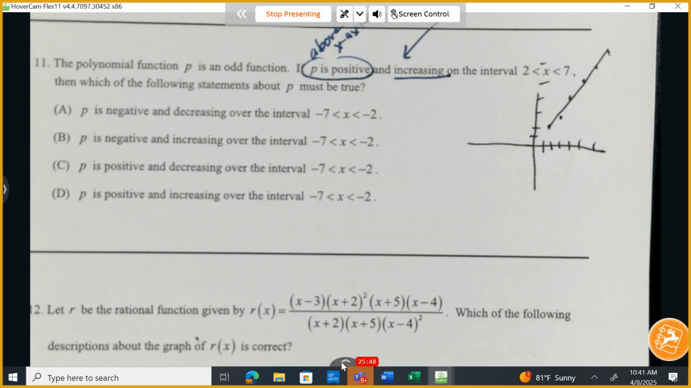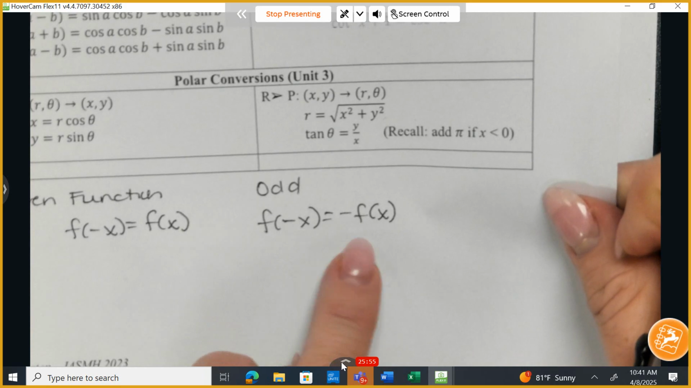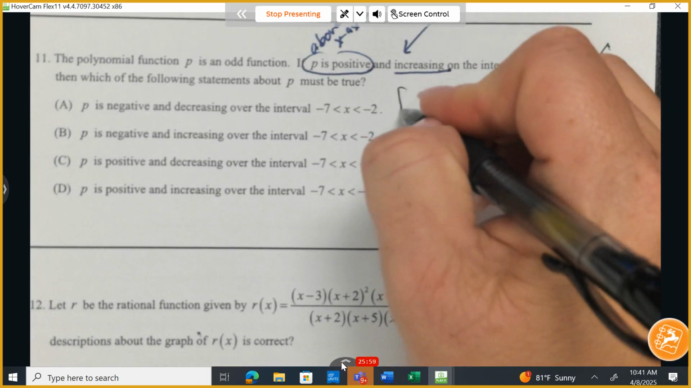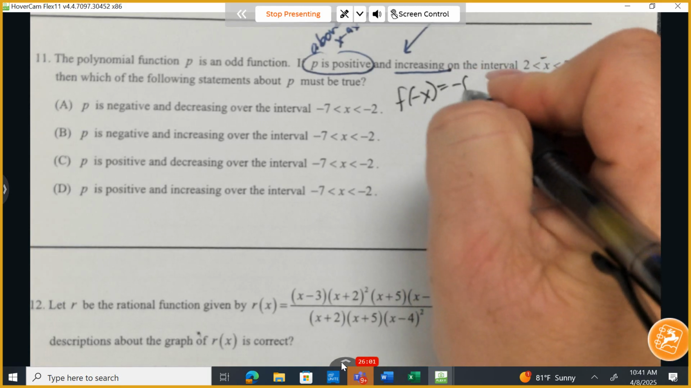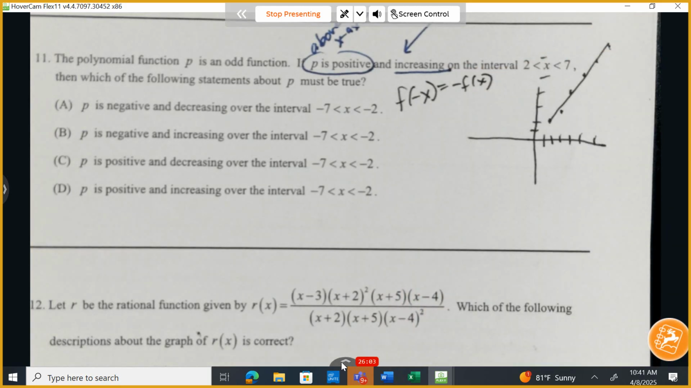Done. Now it says to me, if this is an odd function, so here's where you're going to have to memorize this. So please write this down on this problem. And then we're going to talk about what that even means. And I'm going to personally draw a picture to represent this, or at least try to do that, and then I'm going to answer the question accordingly.